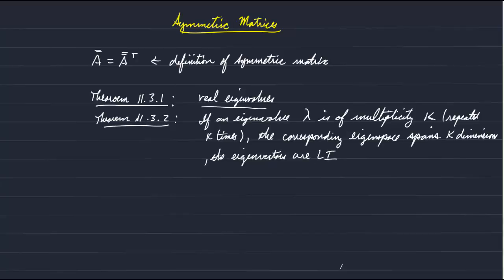So if lambda is repeated k times, there'll still be k eigenvectors associated with it, but because they're linearly independent, they'll span k-dimensional space.